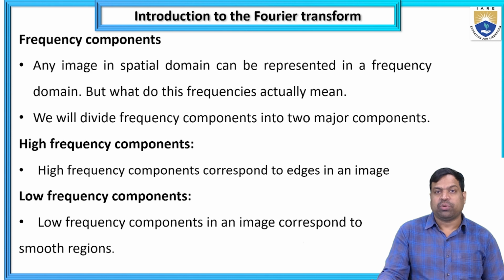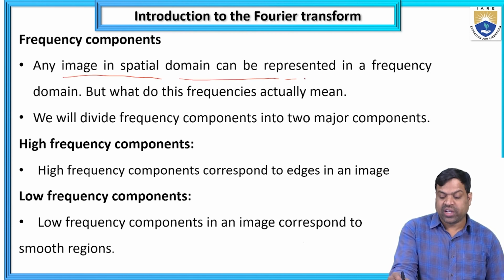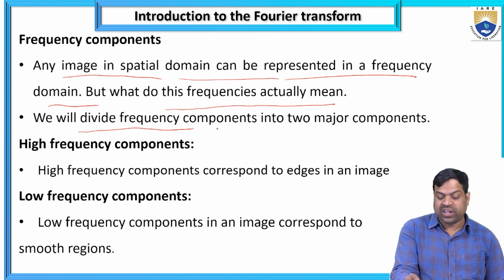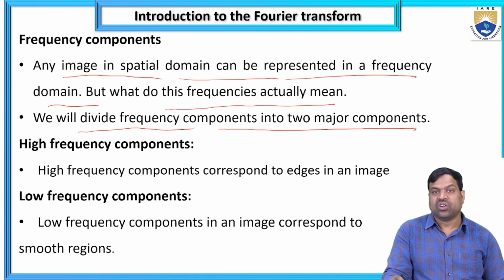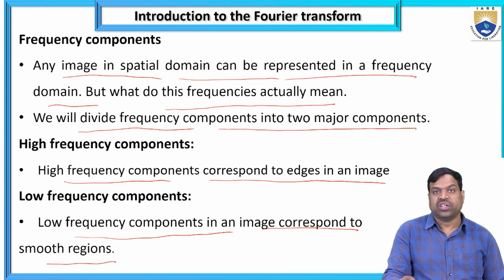And what are the frequency components? Any image in the spatial domain can be represented in the frequency domain. But what do these frequencies actually mean? We divide frequency components into two major components: high frequency components and low frequency components. So what are the high frequency components? High frequency components correspond to the edges of an image, and the low frequency components correspond to the smooth regions.